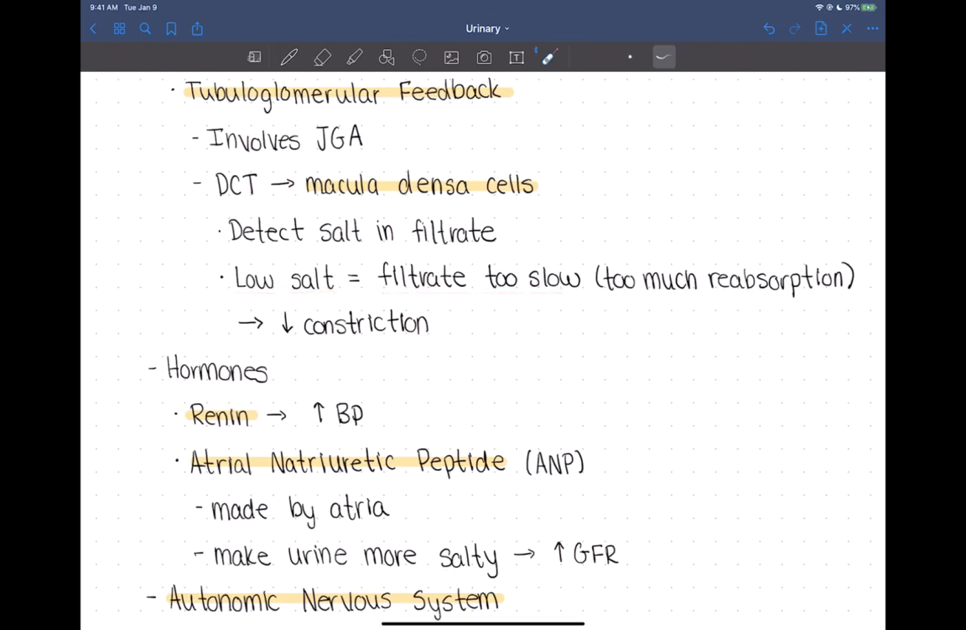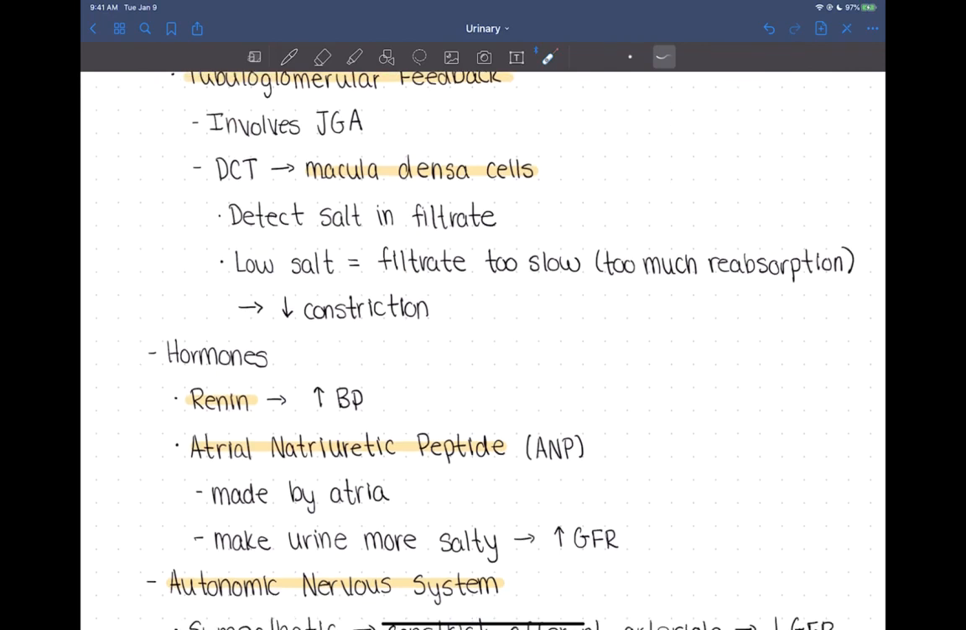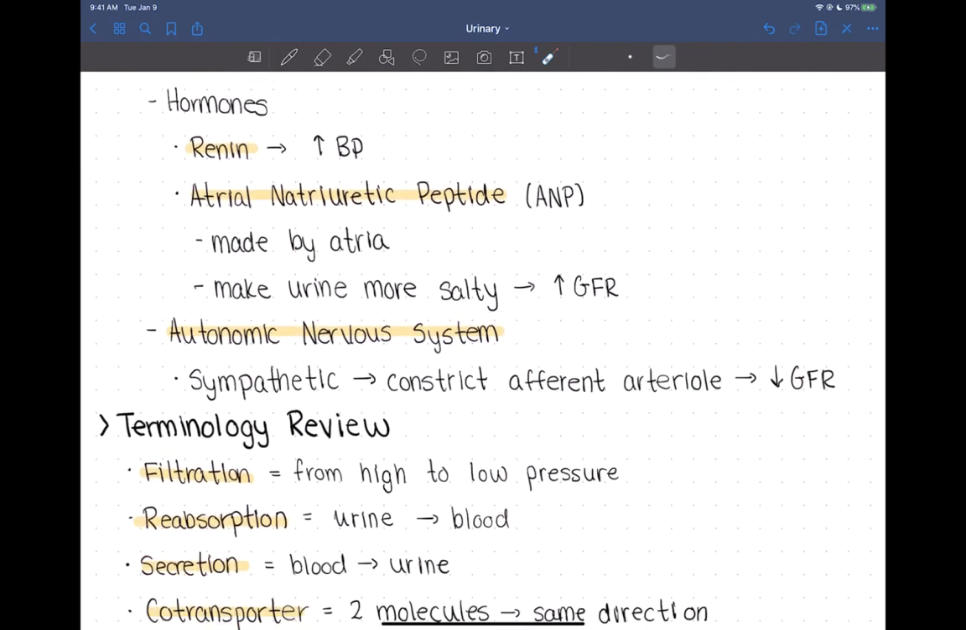And so the response to that will be to reduce constriction of that arteriole and allow more movement through that area, right? So that'll increase that filtration rate and get things moving a lot faster. Okay. All right, so that's autoregulation.